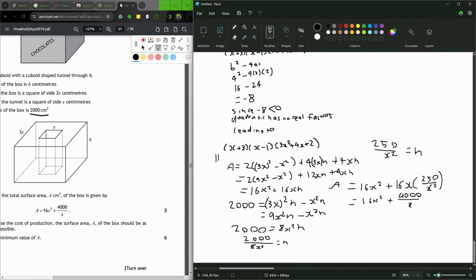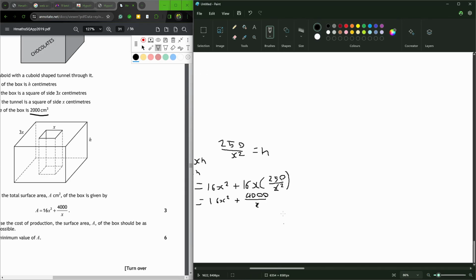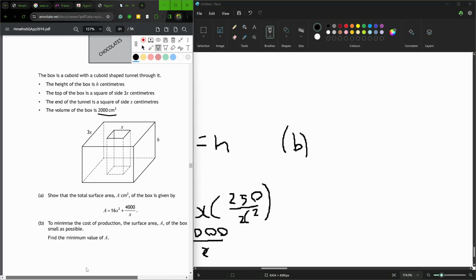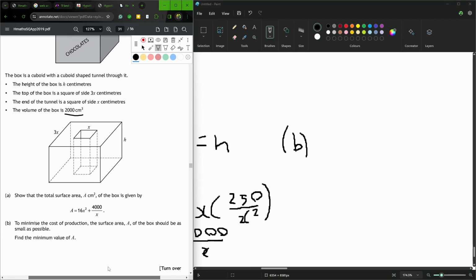I'll stop dilly-dallying. We'll move on to good old B. B's a bit easier, I feel. And I'll just have to keep moving sideways as I've run out of space. So, B. Minimise the cost of production. The surface area of the box should be as small as possible. So this should immediately prick up your minds when it says as small as possible. Maximums and minimums occur at stationary points. So, I'm going to write down our fancy new equation we've just made.